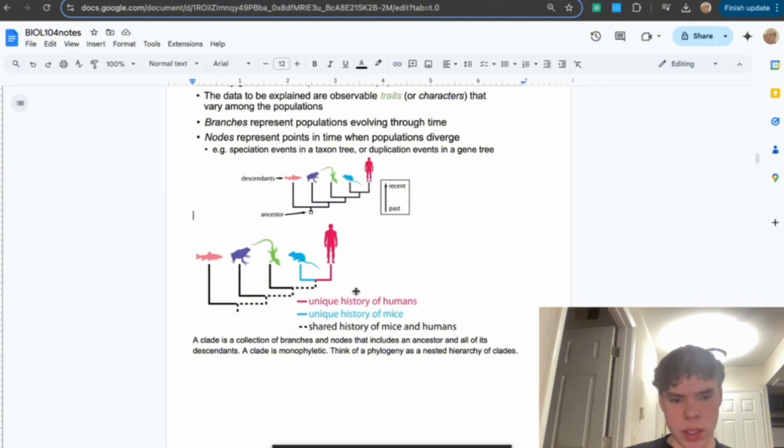The dash part here is the shared history of mice and humans, and then the pink part here is the unique history of humans, and the blue part here is the unique history of mice that humans and mice don't share.